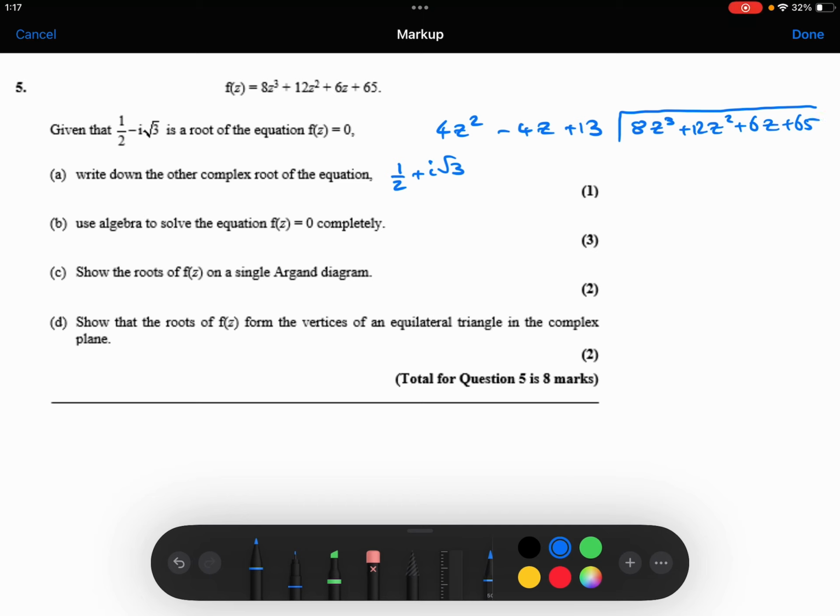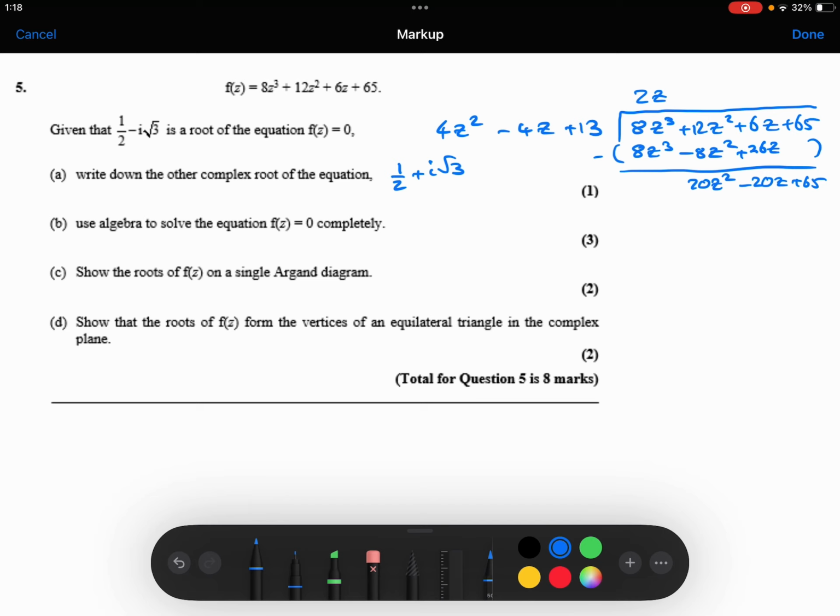The 4z squared goes into the 8z cubed 2z times. Multiply that out. The 2z times the 4z squared is 8z cubed. The 2z times the minus 4z is minus 8z squared. And the 2z times the 13 is 26z. We'll take that away. And we'll get a 20z squared, a minus 20z plus the 65.